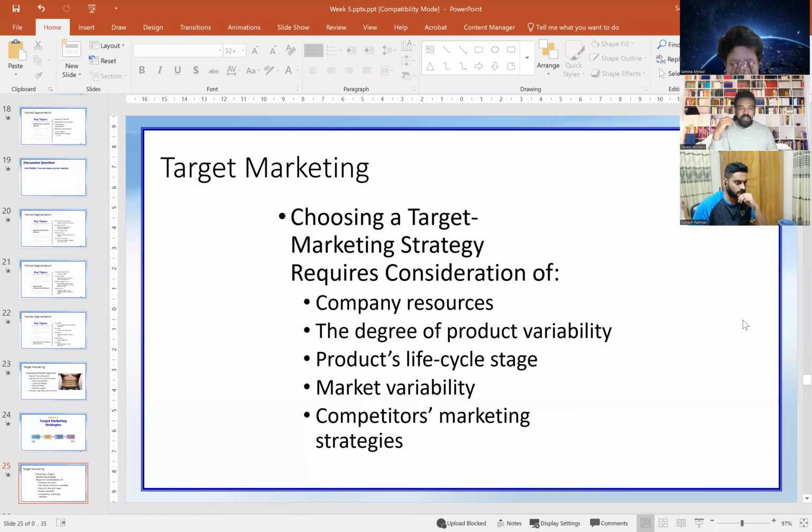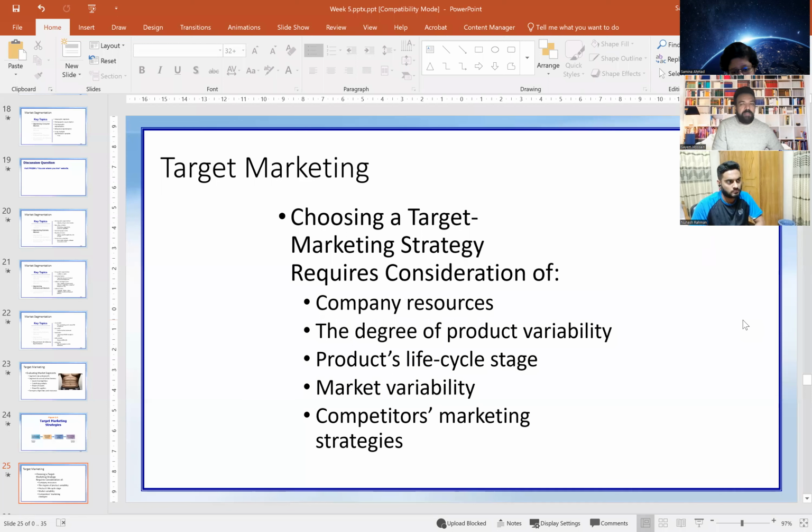Product's life cycle stage. Now, this is a concept that we will be discussing in our upcoming classes, but I'll give you something in a nutshell: every product goes through different life cycle stages. Introduction is when the product is first launched in the market, then the product goes to the growth stage when it is growing slowly, then the maturity stage when the product is mature, and then the decline phase. Decline is when the product is actually finished.